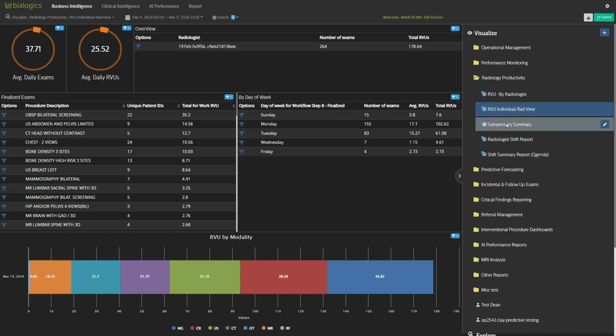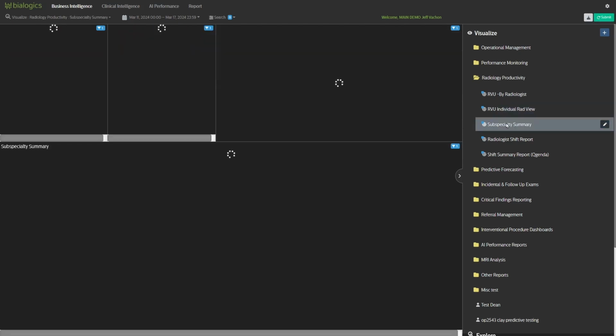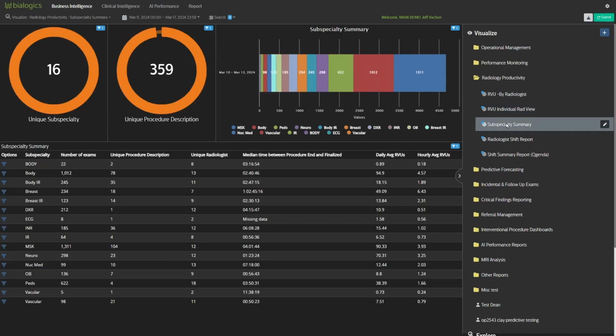We also break it down to look at productivity by subspecialty, by integrating QGenda physician scheduling. So now we can look at the number of studies completed or RVU generation per session or per slot time within the course of the day.